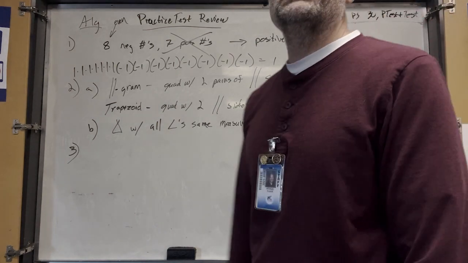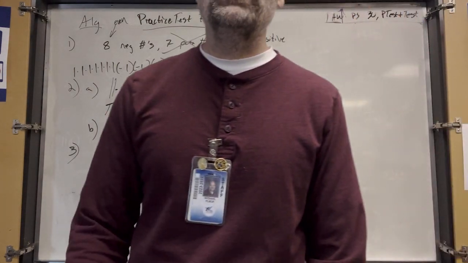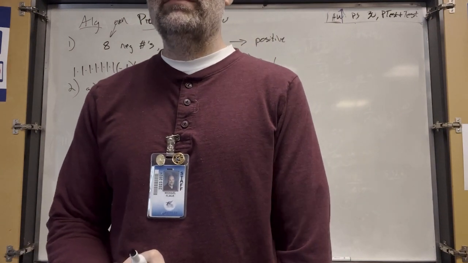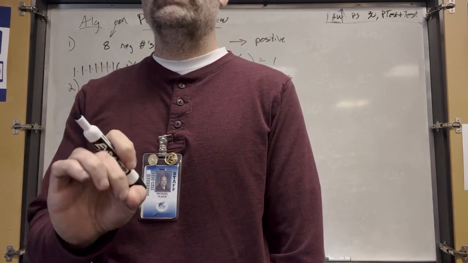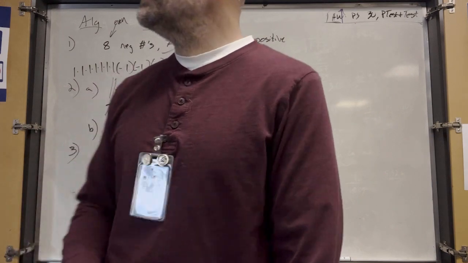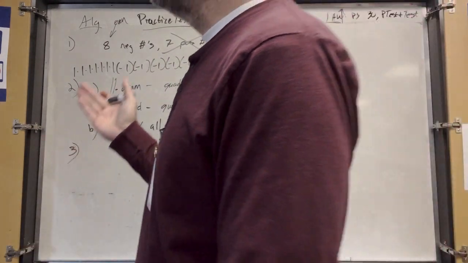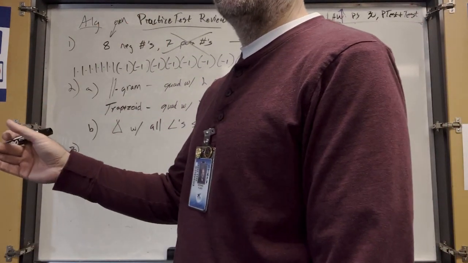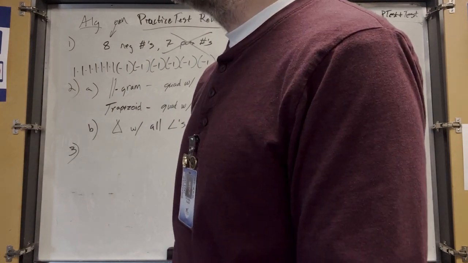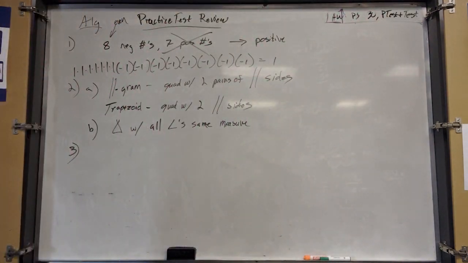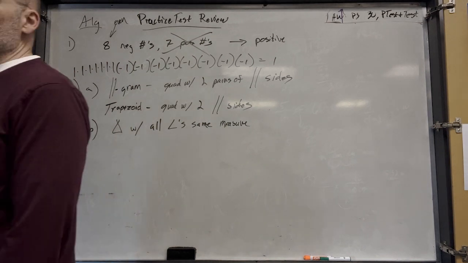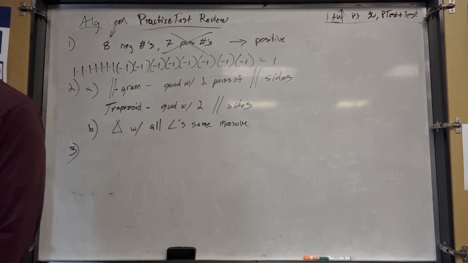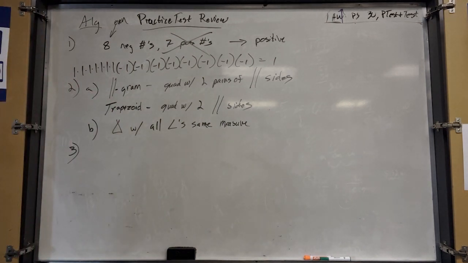Number three, which ones are like terms? Now, it doesn't matter what order the letters are in, but remember, they have to have the same variables with the same exponents. Luckily, there's no exponents. So which ones have the same variables in it? This is a tough one for you dyslexic people. That's me too. Kiara, what do you got?